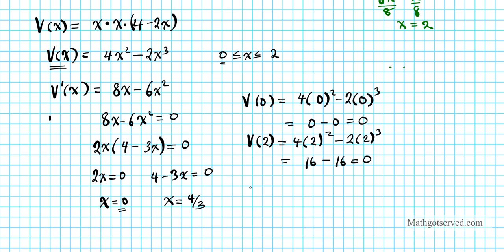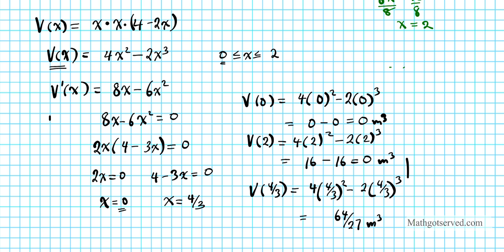Okay? So that means that this has to be the answer, right? V of 4/3. So let's go ahead and plug that in and see what we get. So plug that in, we have 4 times 4/3 squared minus 2 times 4/3 to the third. Okay? If you work this out, you end up with 64 over 27 cubic meters. All right? So this is clearly bigger than the other two. The other two extremes basically hold no area at all.